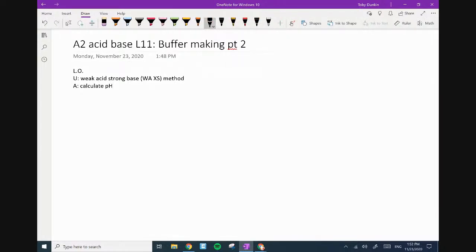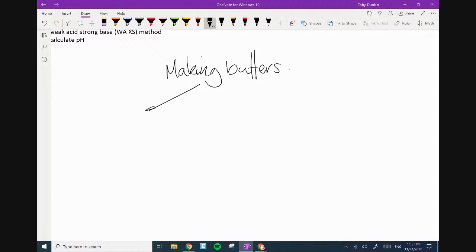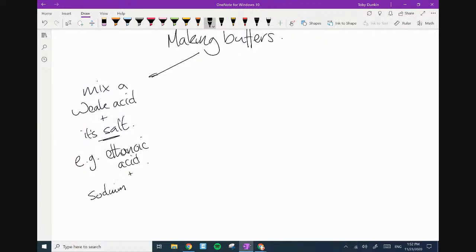First thing I'd like to do, so we can do making buffers. Making buffers. There are two choices when it comes to making buffers. You can either mix a weak acid and its salt. The example which we talked about, and it's good to give the examples, e.g. would be something like ethanoic acid, and I'm going to mix it with sodium ethanoate. That's the most common example given by teachers.